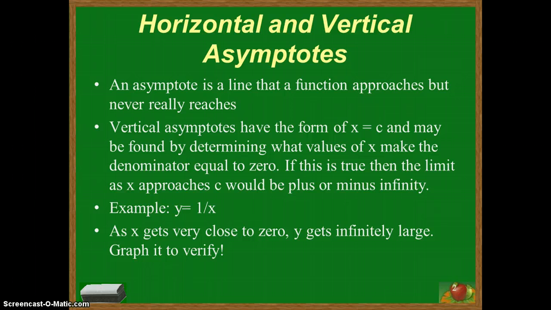So x equals 0 would be an asymptote here, but on the left side, the y values would go down towards negative infinity, and on the right side of the line x equals 0, the values would go up to infinity. Still an asymptote, however. Graph this just to verify.